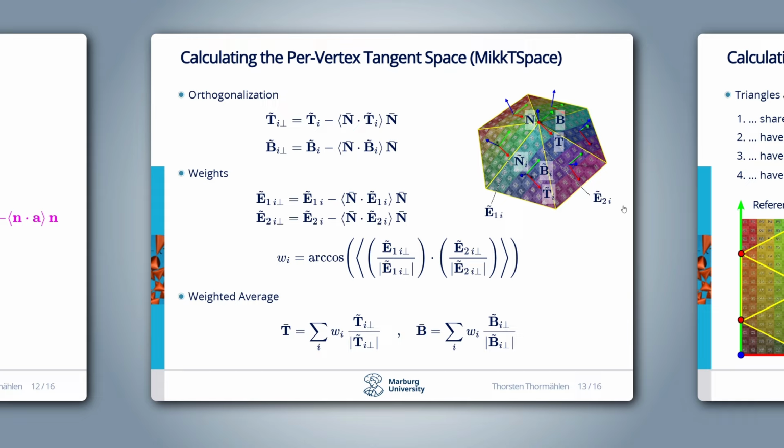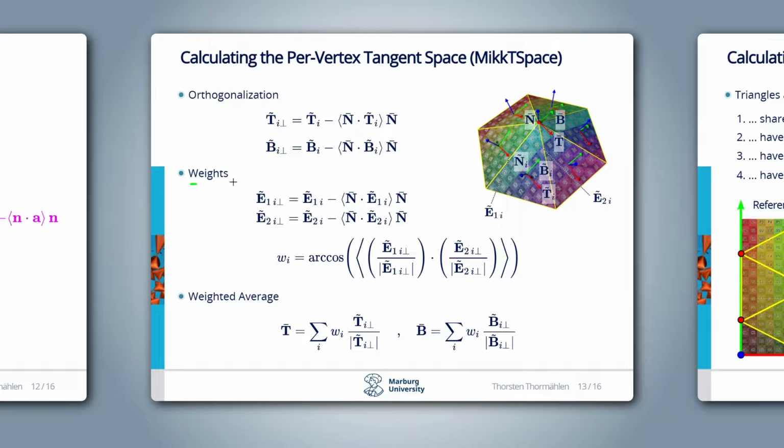The MikkTSpace approach calculates the per-vertex tangent space t bar, b bar, and n bar by computing a weighted average over the adjacent per-triangle tangent spaces t tilde i, b tilde i, and n tilde i, where i indexes the involved triangles. First, for each triangle i, we use the Gram-Schmidt orthogonalization to make the per-triangle tangent t tilde and bitangent b tilde orthogonal to n bar. This orthogonalization can also be interpreted as a projection of the per-triangle tangent and bitangent onto a virtual 3D plane with surface normal n bar.